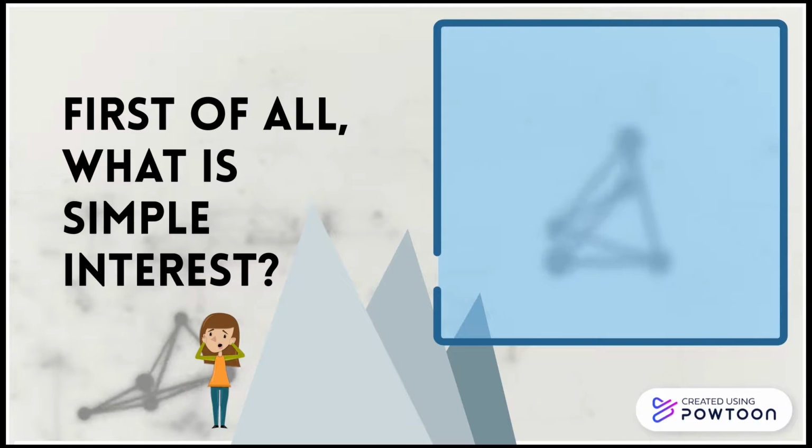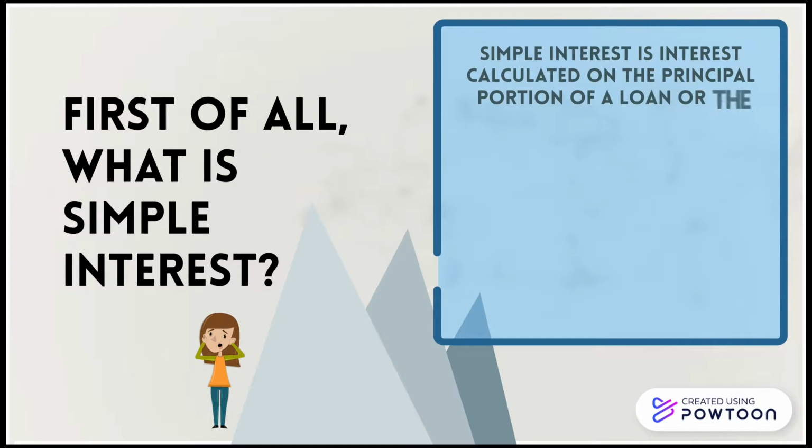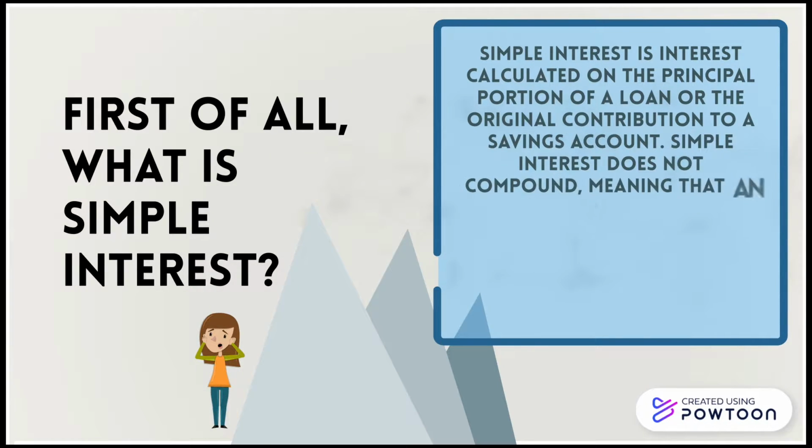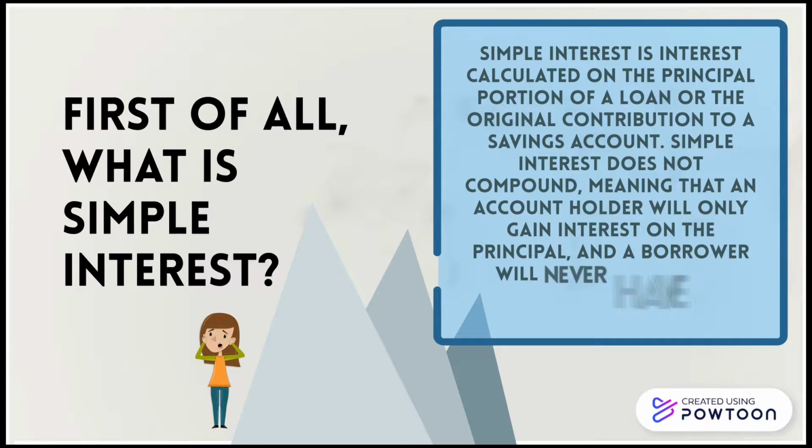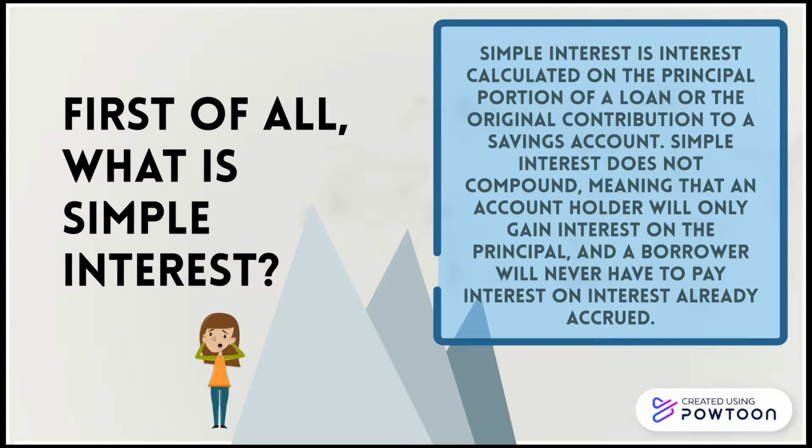Simple interest is interest calculated on the principal portion of a loan or the original contribution to a savings account. Simple interest does not compound, meaning that an account holder will only gain interest on the principal and the borrower will never have to pay interest on interest already accrued.